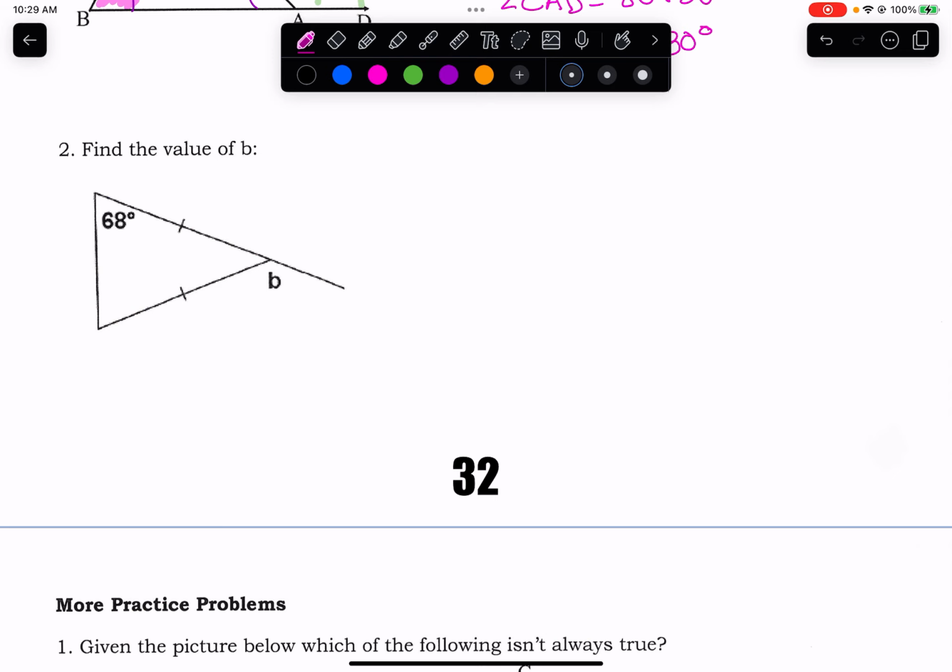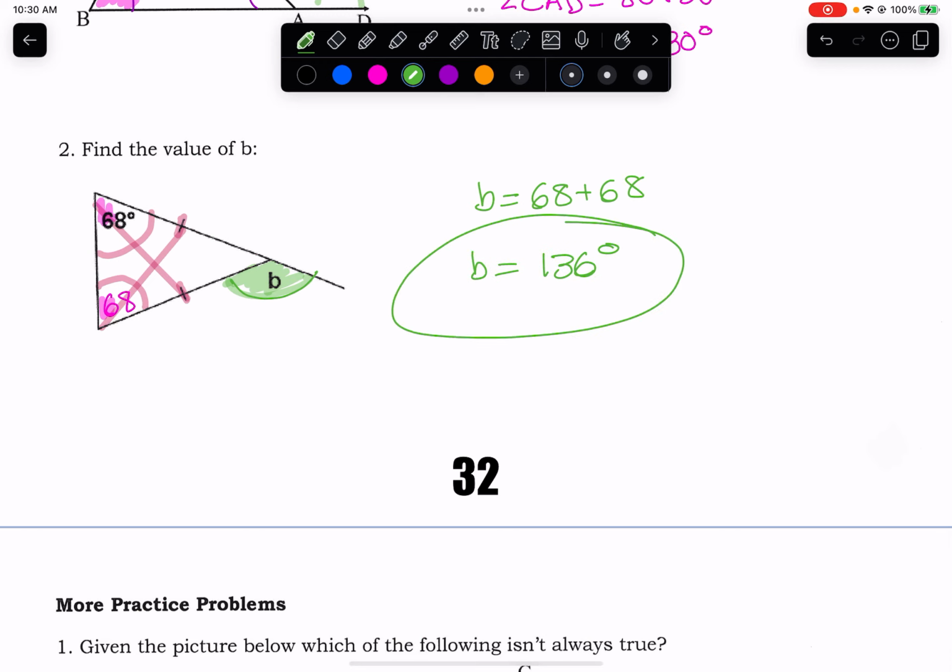Now they're asking me for the measurement of angle B. Well, I have dash marks, so this is an isosceles triangle, so my base angles must be congruent. So I have 2 angles that are 68. I want to know the value of B. So B is an exterior angle, so it is equal to the sum of my 2 remote interior angles. That is actually both of my base angles. So B is equal to 68 plus 68, which is equal to 136 degrees.